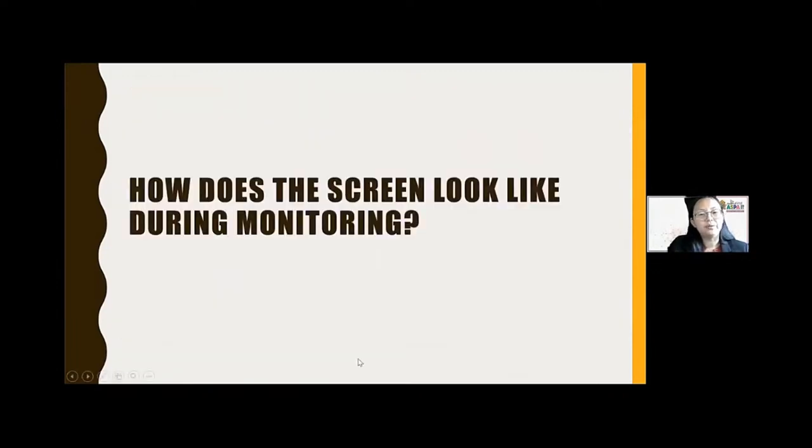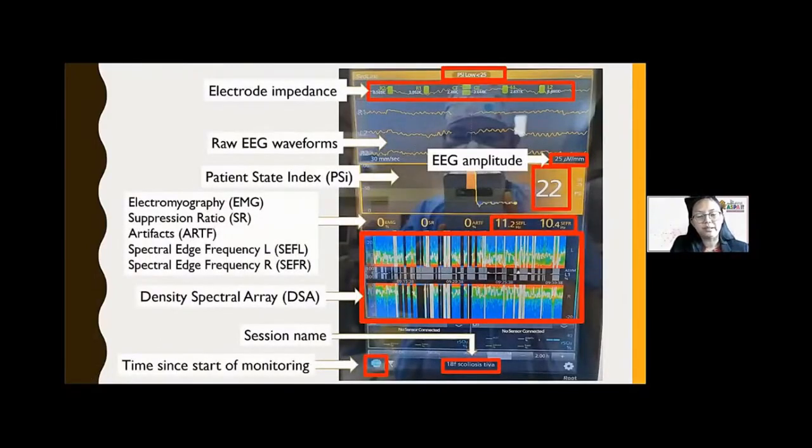So how does the screen look like during monitoring? This is a screen on the Masimo SedLine. On the top of the screen, you will see the PSI, and sometimes there's a notice that tells you that it's less than 25, which is low. Underneath that is a bar which shows you the electrode impedance. So like I mentioned, green means you're good to go.